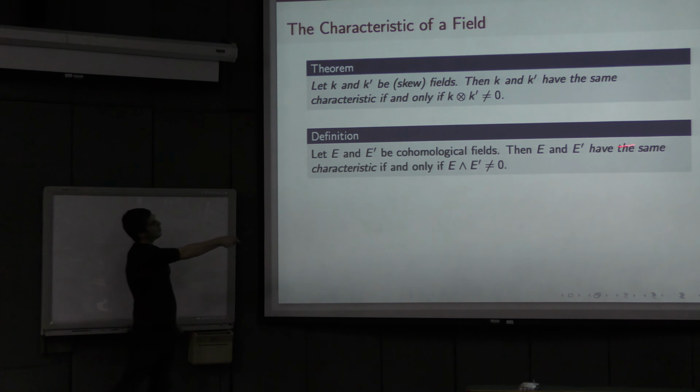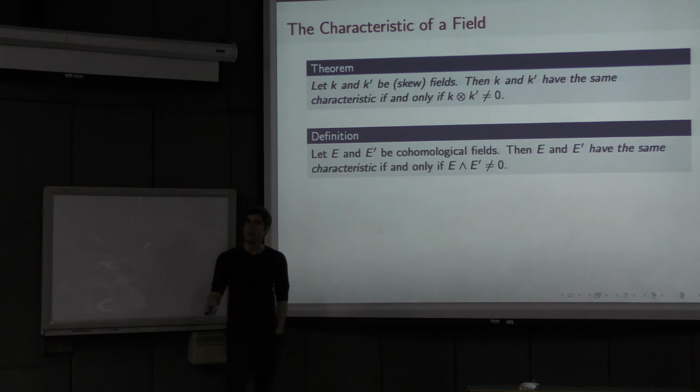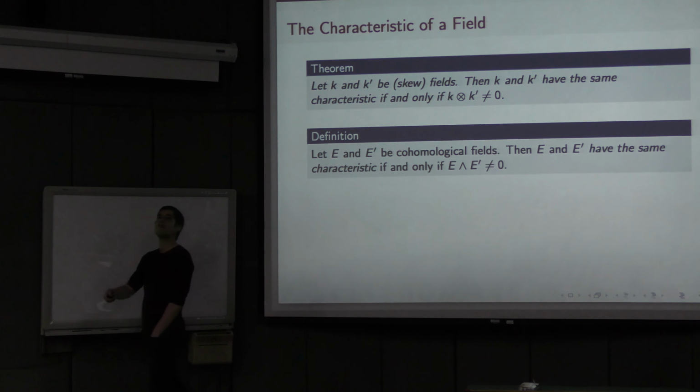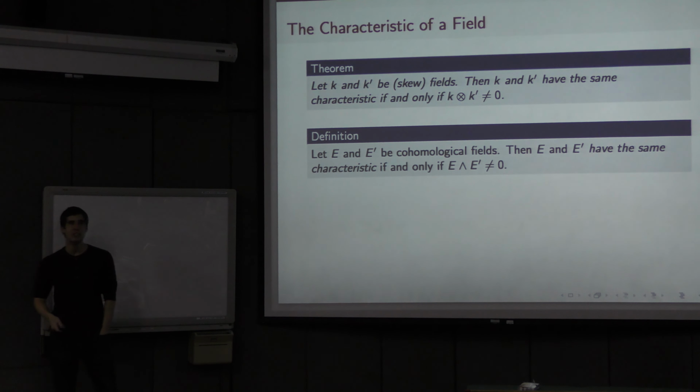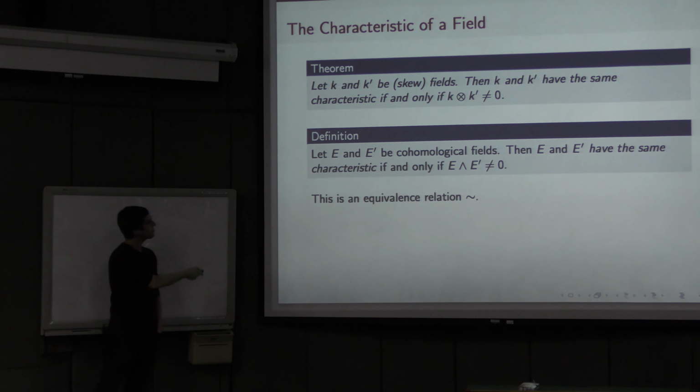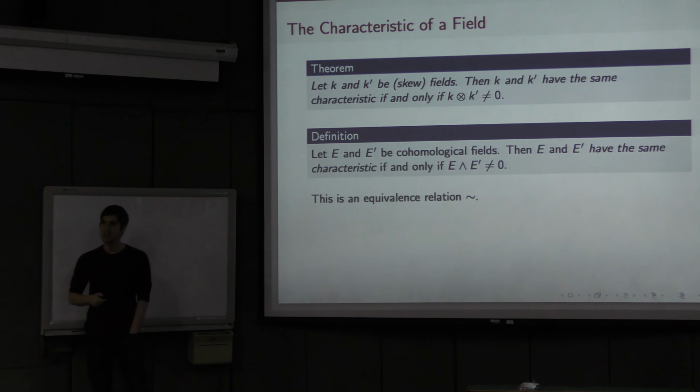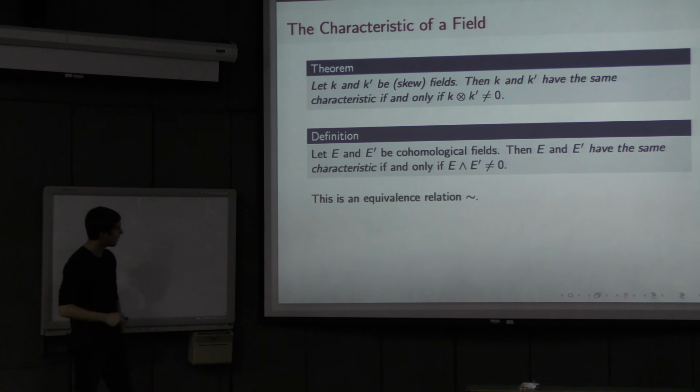So an equivalent way of formulating this is that E and E prime have the same characteristic if you can find a copy of E inside a sum of copies of E prime, and you can find a copy of E prime inside a sum of copies of E. So using that description, it's not hard to check that this is an equivalence relation on cohomological fields.